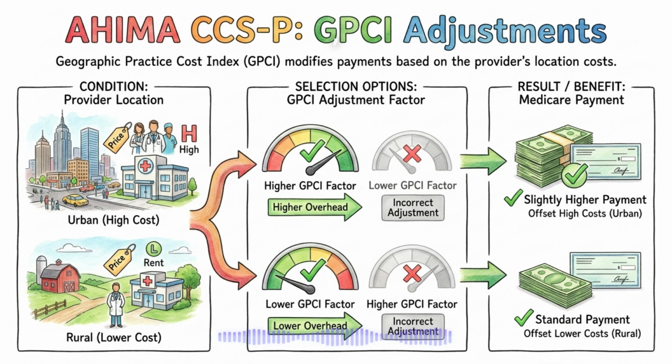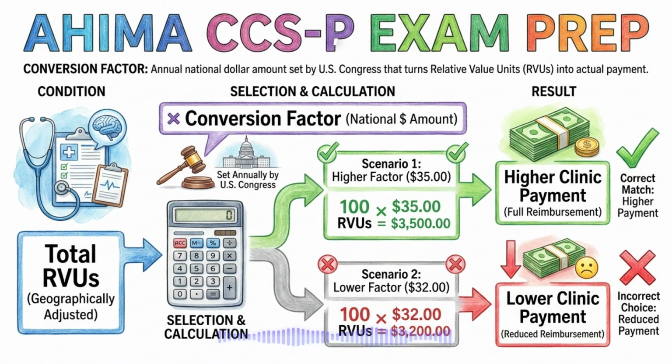Once the total relative value units are calculated and geographically adjusted, they are multiplied by a single national dollar amount called the conversion factor. The conversion factor is set annually by the United States Congress, and it converts the numerical weight of the medical service into a real-life dollar amount that the clinic will be paid. If the conversion factor goes down in a given year, doctors across the entire country will see a reduction in their overall financial reimbursement.